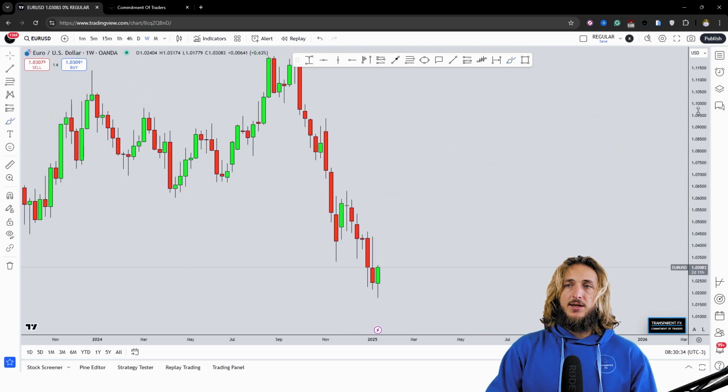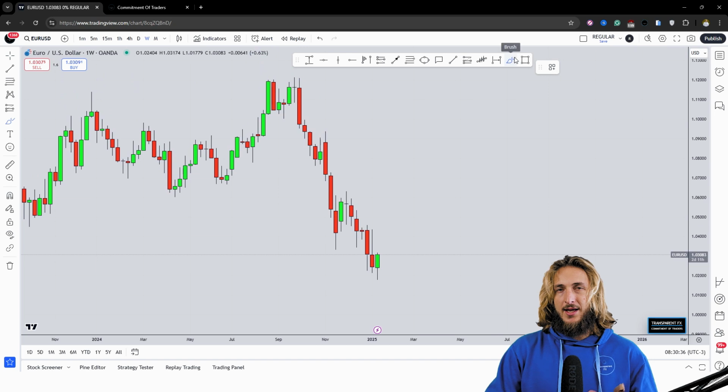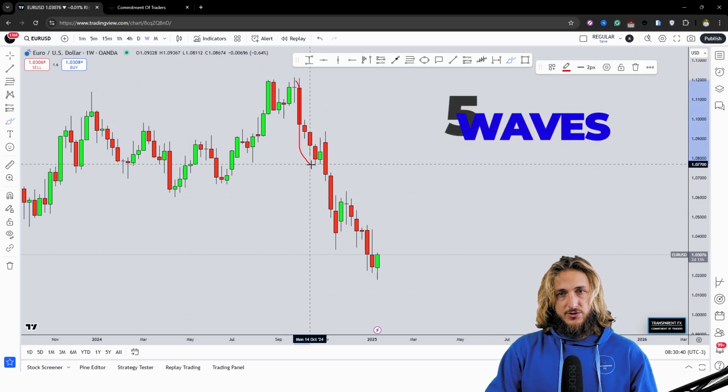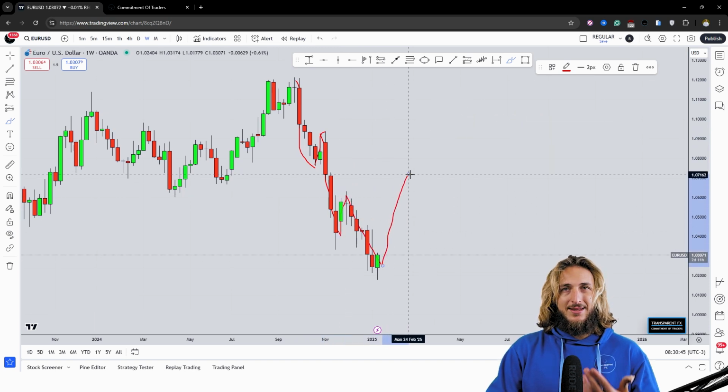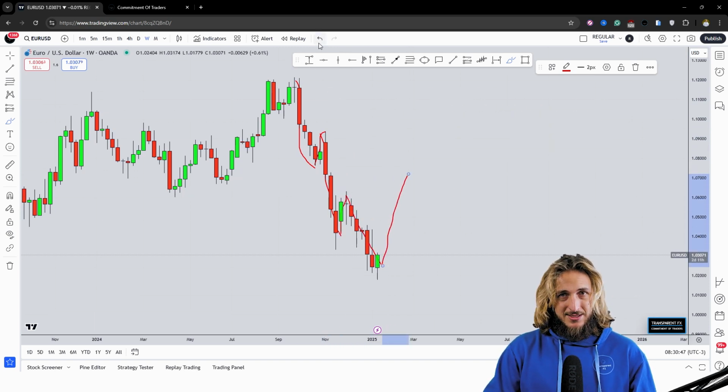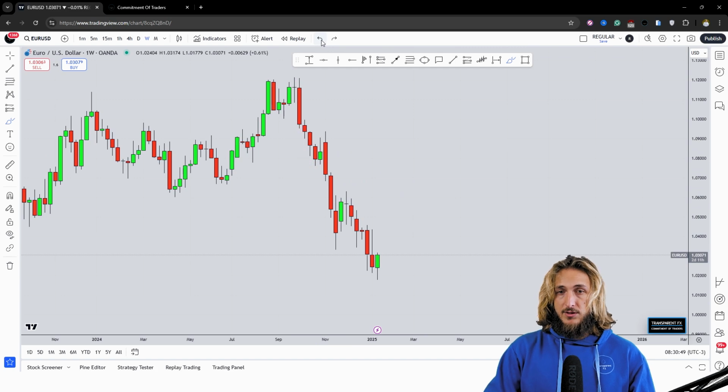We can also notice that if we count the waves, so essentially with the Elliott wave theory, we can see how we are already at 5 waves. We have the first one, second, third, fourth, fifth. So at this point, a deeper correction would also make sense when it comes to the Elliott wave theory.